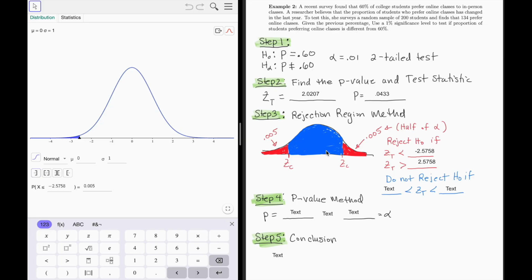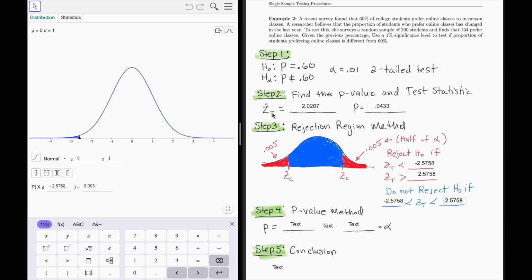Now, if the test statistic falls in the blue area outside the rejection region, so that's between the two values, so let me put that in, negative 2.5758, and then over here, positive 2.5758. So if the test statistic falls between these two values in the blue area, we're going to say do not reject the null hypothesis.